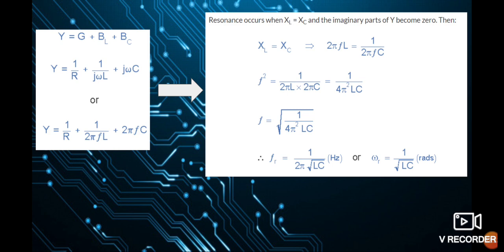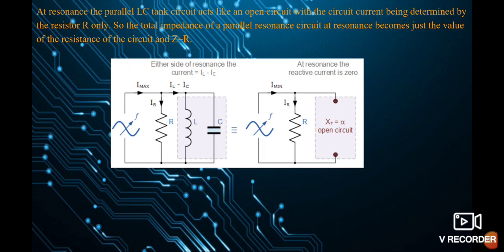Now on the left hand side of the equation, we are multiplying the frequency, and on the right hand side of the equation, we are getting 1 by 4 pi square LC. So the value of frequency will be root over of 1 by 4 pi square into LC, giving us 1 by 2 pi root over of LC hertz, or omega r equals 1 by root over of LC radians.